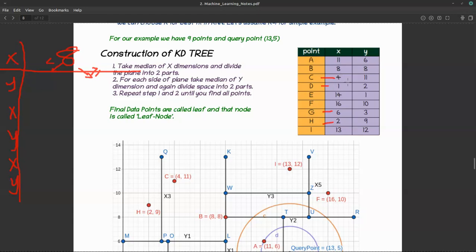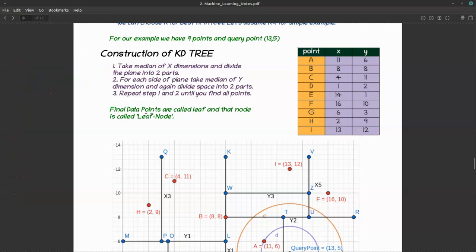Now I need to calculate for y, right? So let's take the median of 11, 2, 3 and 9. The median of this would be 6. Then again I divide using 6: greater than or equal to 6, or less than 6, right? So again I will have 2 points on this side and 2 points on this side, like that. Correct. And we do this till we classify all the points.